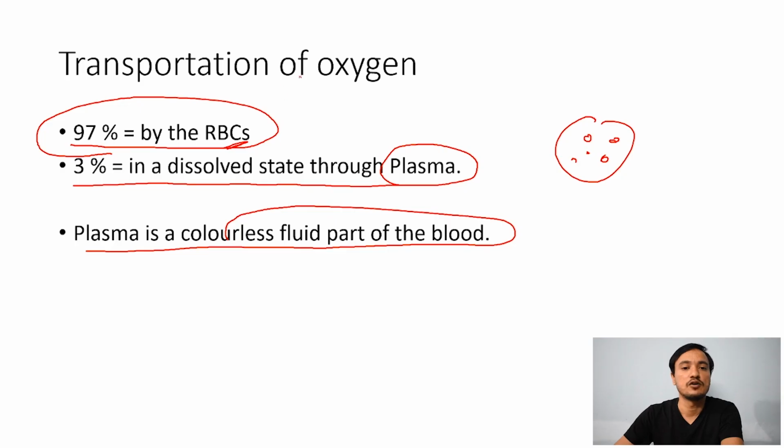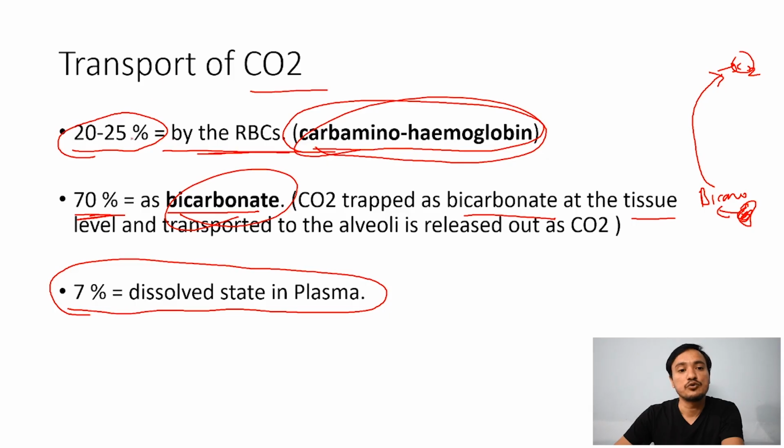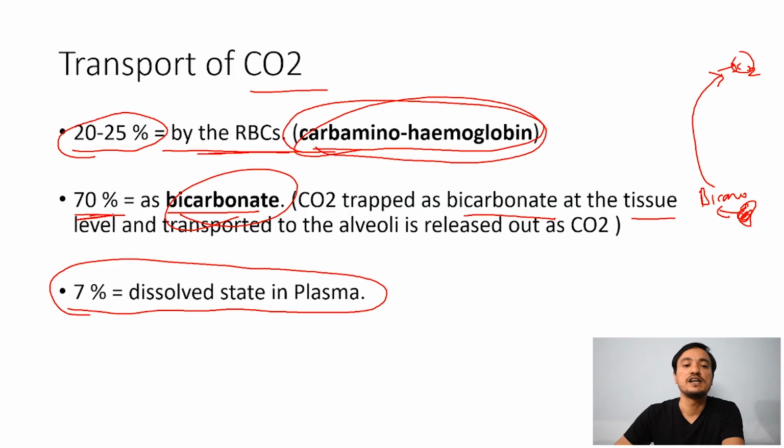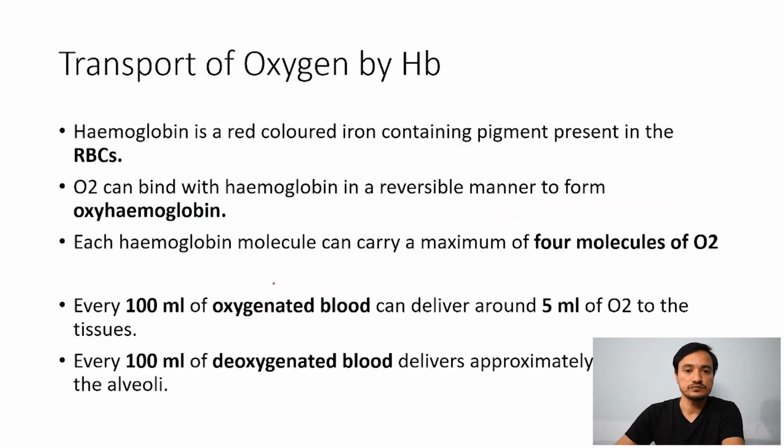Let's see once again how oxygen is transported: 97% in the RBC. Similarly, only 25% of the CO2 is transported by RBC in the form of carbaminohemoglobin. And 3% of the oxygen is transported in a dissolved state through plasma. Here 70% is in the form of bicarbonate. CO2 is trapped as bicarbonate at the tissue level, transported to the alveoli and released as CO2. Then 7% of the CO2 is transported in the dissolved state in the plasma.